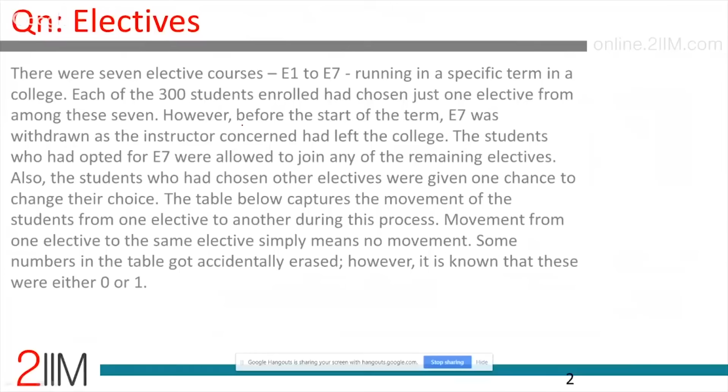And quick recap of facts, 300 students. Each student has chosen only one elective among the 7. So if we added the total number of students which selected E1 to E7, it should add up to 300, either initially or finally, it doesn't matter. E7 finally is going to go to 0. Nobody is going to select E7 because they're all going to shift out. E7 is not even being offered. So E1 to E6 are only going to exist. This table is going to give us some data about where students went from E1 to E3, E3 to E4, E4 to E5, E7 to E1. That is going to be captured on this table.